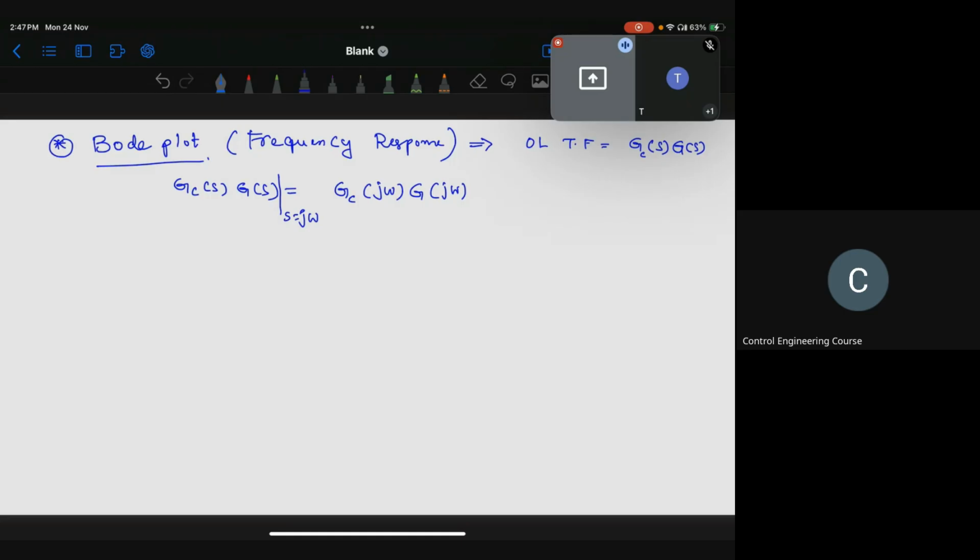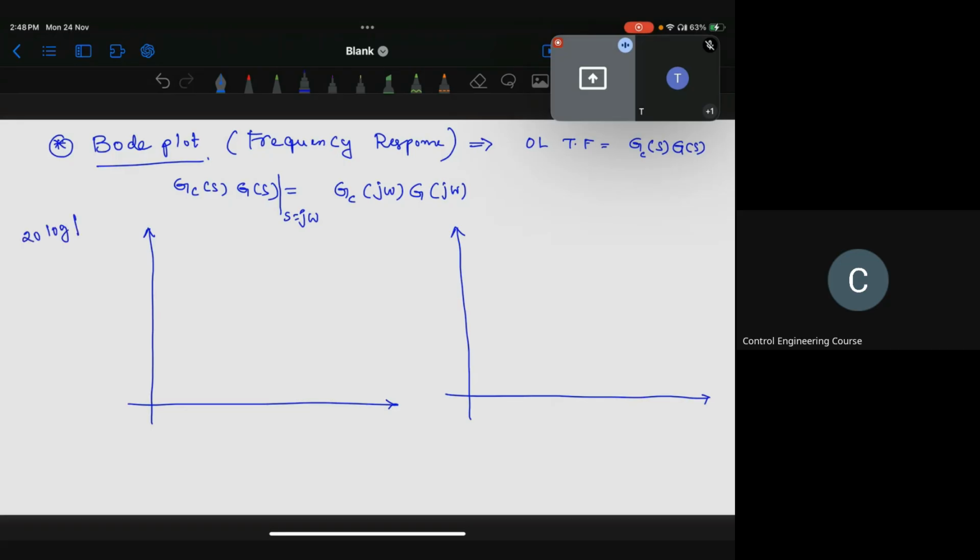In the Bode plot, we draw two plots. One is the magnitude plot, that is 20 log of the modulus of Gc(j omega) G(j omega). The other is the phase plot, that is the angle of Gc(j omega) G(j omega). On the y-axis on one side we have magnitude, which we also call log magnitude, and the other is phase.